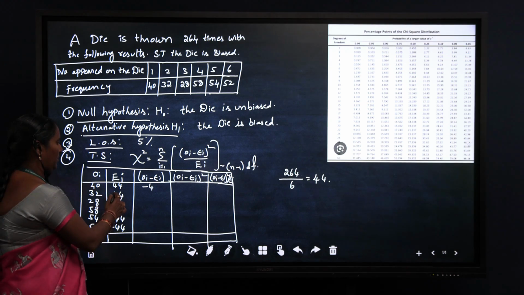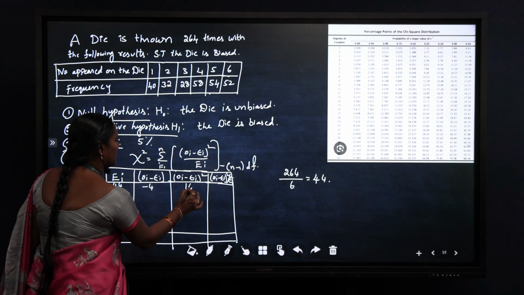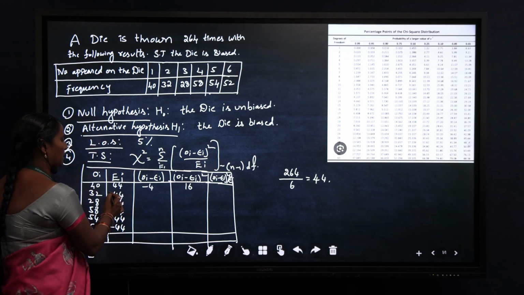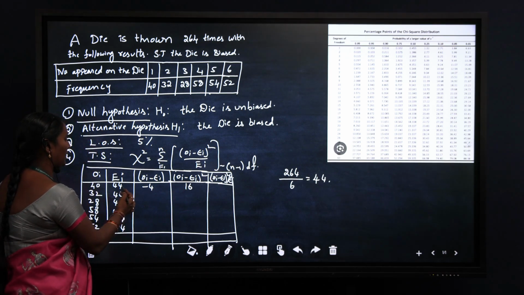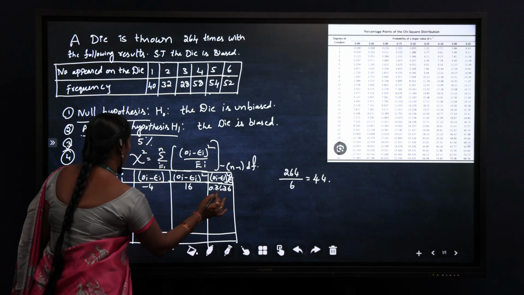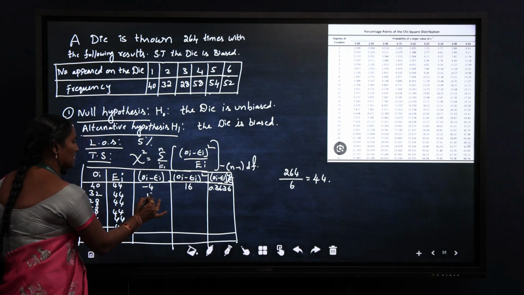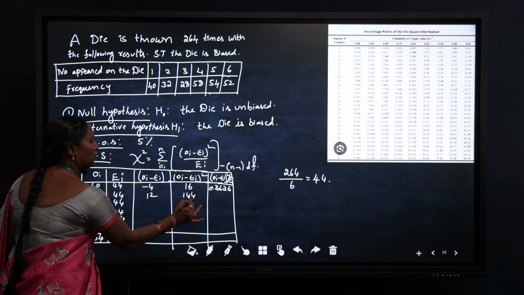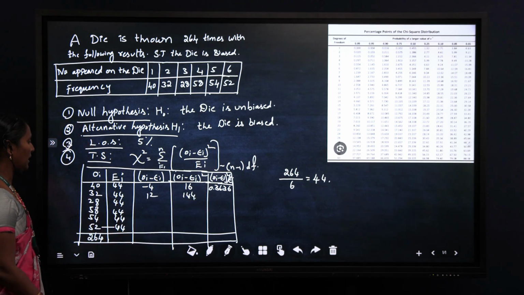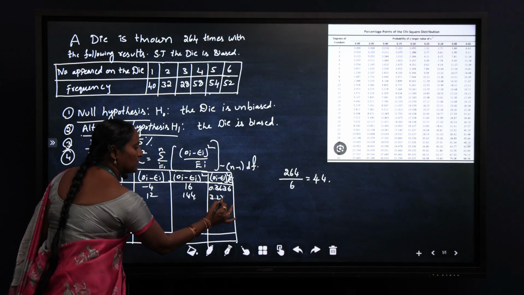Now, 40 minus 44 is minus 4, whole square, it will be 16. Oi minus Ei whole square by Ei: 16 by 44 will be 0.3636. Now let us see the next one, 32 minus 44, it will be 12. 12 square is 144. Oi minus Ei whole square by Ei, 144 by 44, it will be 3.2727.